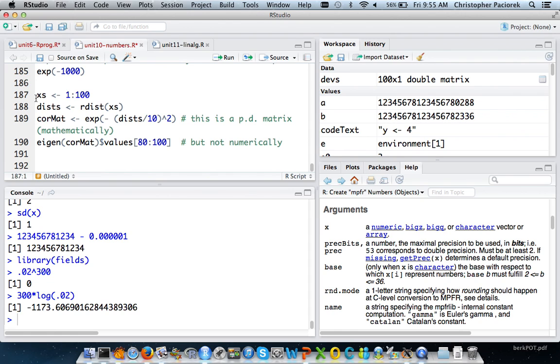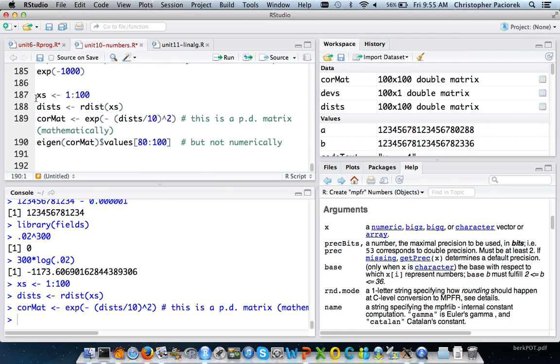Okay, so the last thing I'm going to do is show you an example that's a bit of a precursor to where we're going in terms of some of the stuff we're going to talk about in terms of linear algebra. So I'm going to create a matrix which is a correlation matrix.